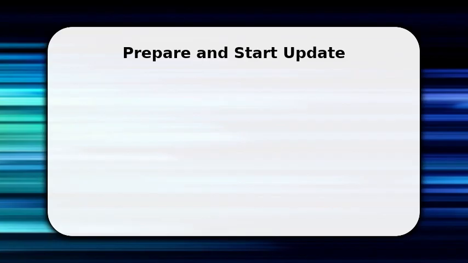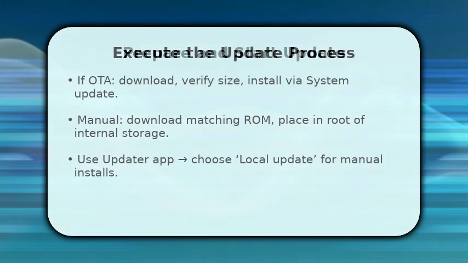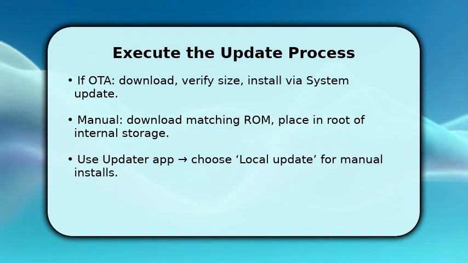Open Settings > About Phone > System Update to check for OTA. If an official update appears, tap Download. Otherwise, prepare the correct firmware package for a manual update. When the OTA is available, tap Install and let the phone reboot into the updater. It will apply changes automatically.